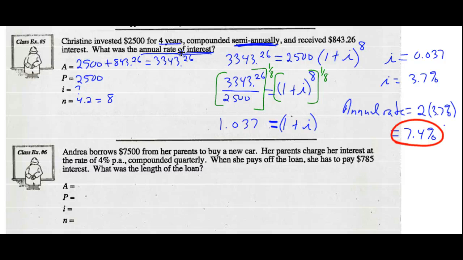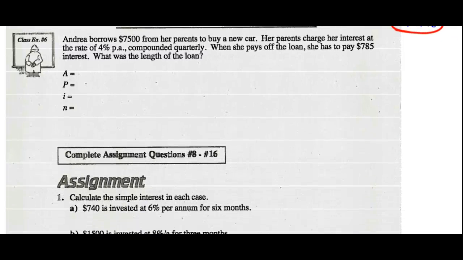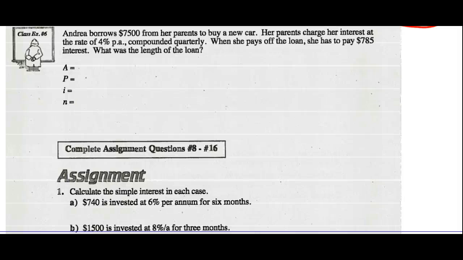Let's do example 6. Andrea borrows $7,500 from her parents to buy a new car. Her parents charge her interest at a rate of 4% per annum, compounded quarterly. When she pays off the loan, she has to pay $785 in interest. What was the length of her loan?